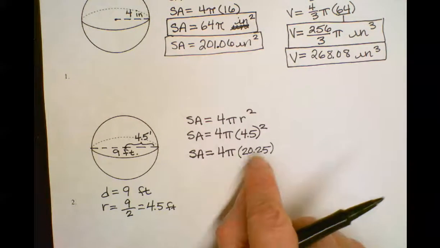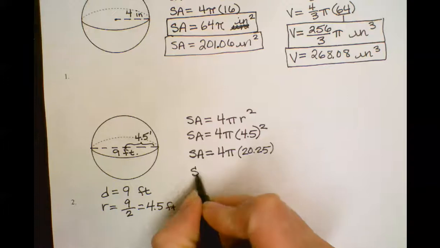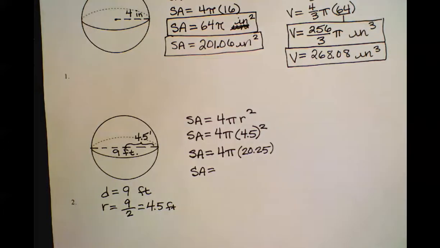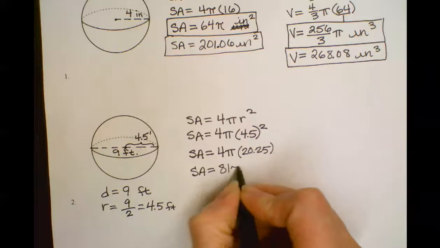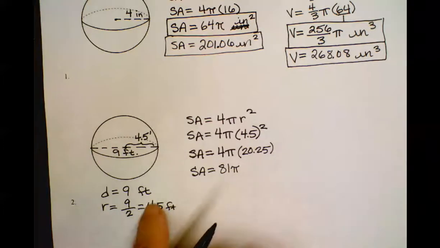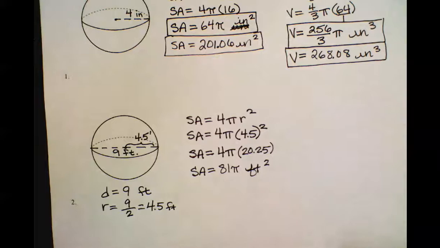We're going to treat this the same way we did above. Multiply the 4 times that 20.25. And we get a nice round number of 81 pi. In this case, feet squared. And that becomes our exact answer in this case. It's exact because we've in no way approximated it. We've in no way rounded the answer. All right, so there's the exact answer.